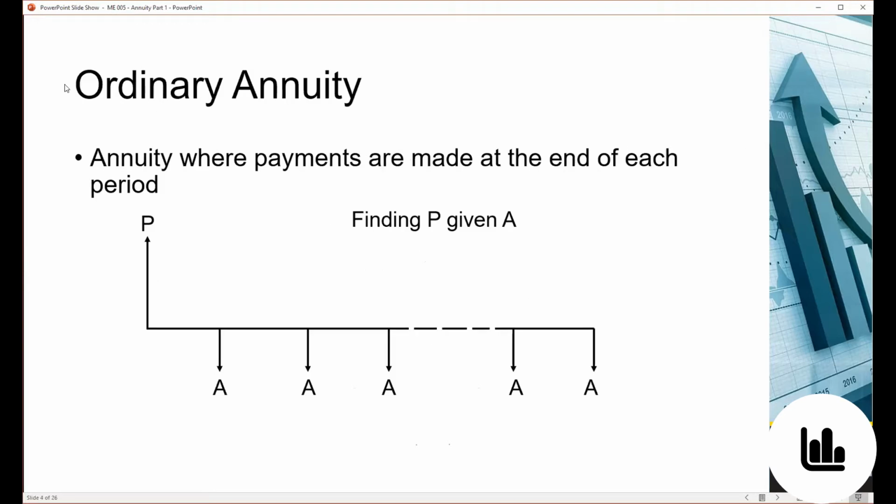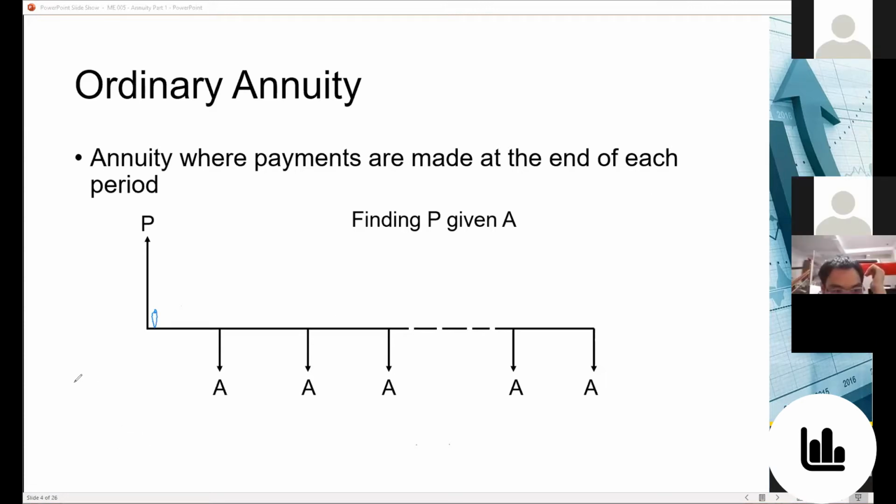So let's talk about ordinary annuity. When you say ordinary annuity, this is where payments are made at the end of each period. Okay? So normally, after one period, we pay a certain amount in annuity, no? So, at a certain time zero, let's say, lagi namang medyo ganito yung format natin, no?